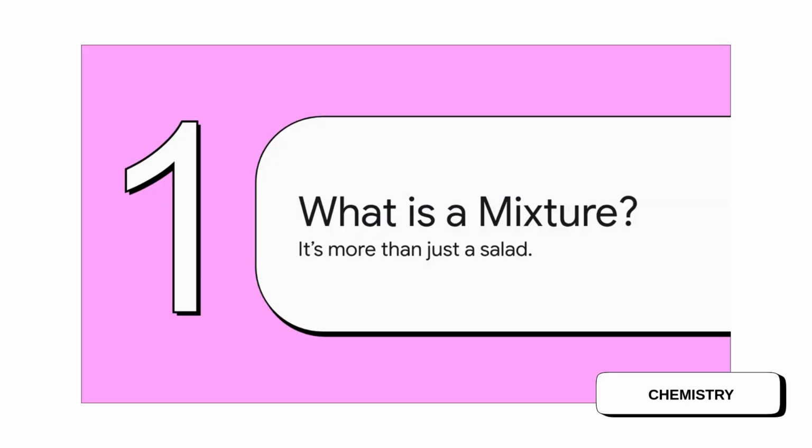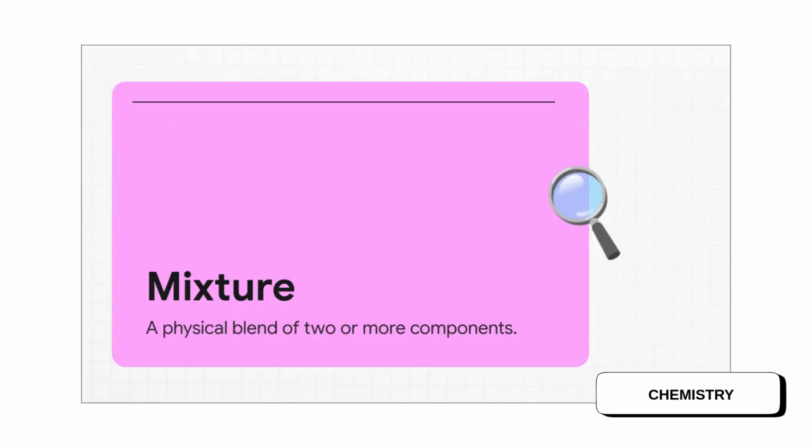So, to figure out our coffee mystery, we first have to get a handle on what a mixture actually is. And yeah, a salad is a great example, but trust me, the idea goes way, way deeper than that. Okay, so at its heart, a mixture is just a physical blend. The key word there is physical. The ingredients are all mixed together, but they haven't chemically changed into something new. Think of it like a crowd of people in a room. They're all sharing the same space, but they're still just a bunch of individual people.